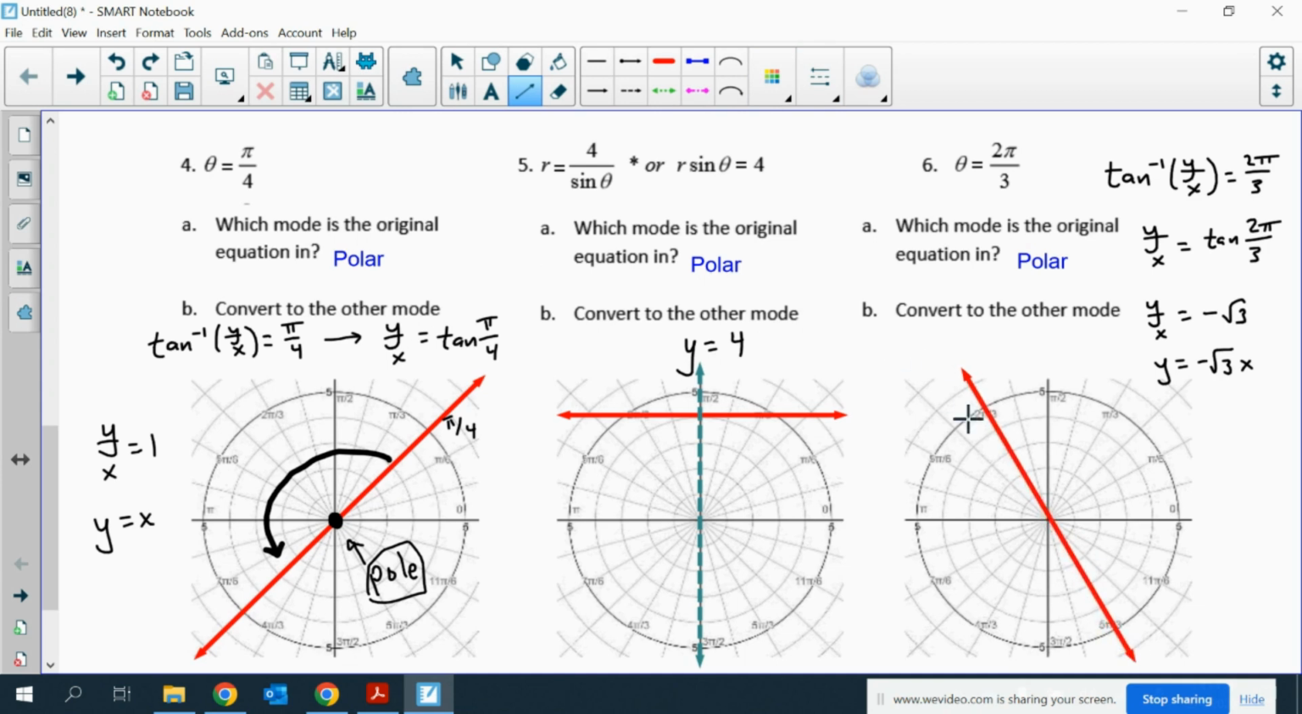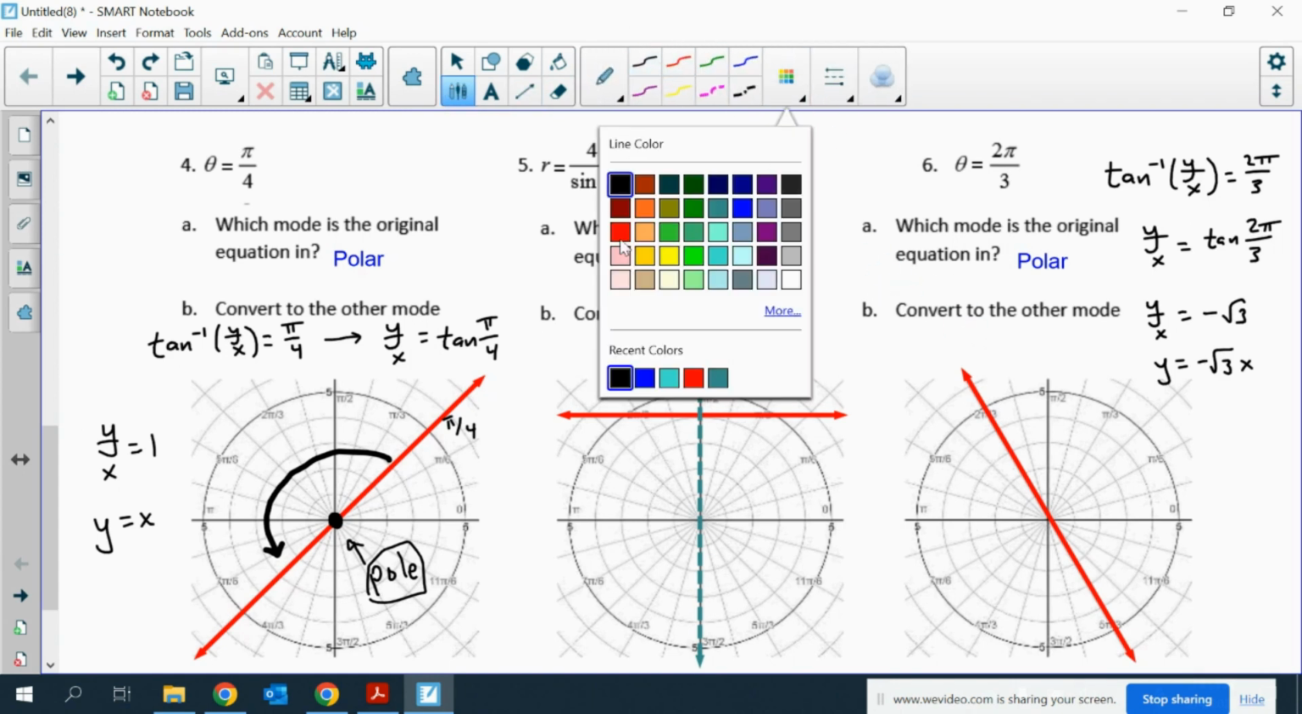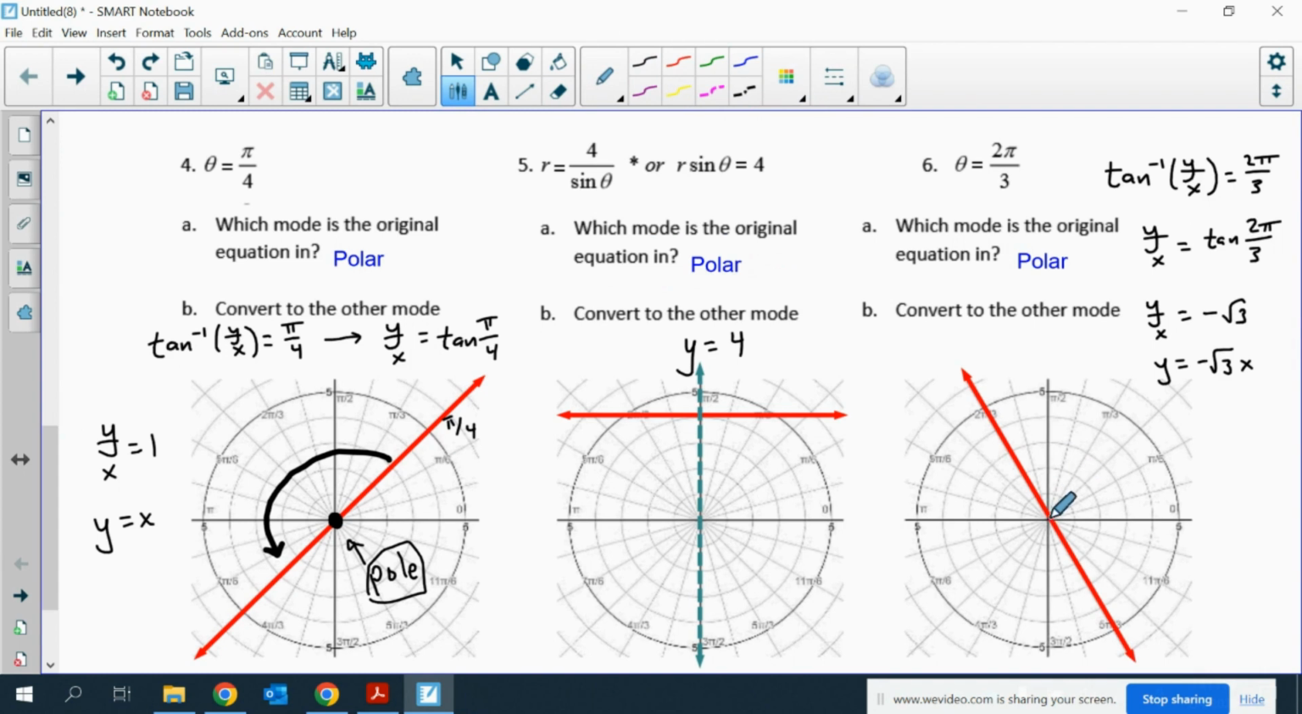So this one is actually easier to draw using polar coordinates because y equals negative root 3x. It's not exactly easy to go up root 3 to the left 1. So it's probably easier to just use the polar coordinates. And what we may notice is that this is symmetric to the pole.